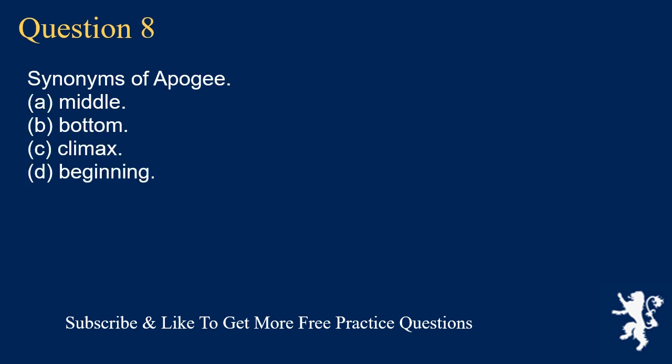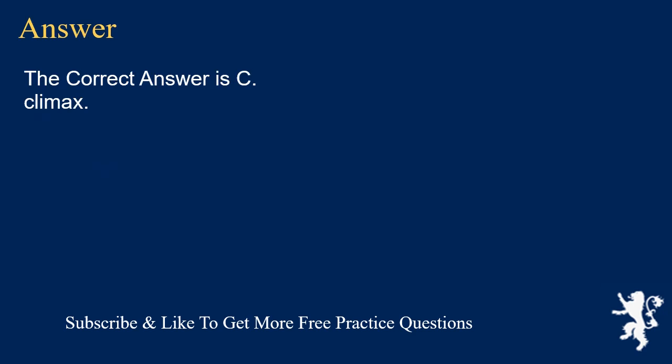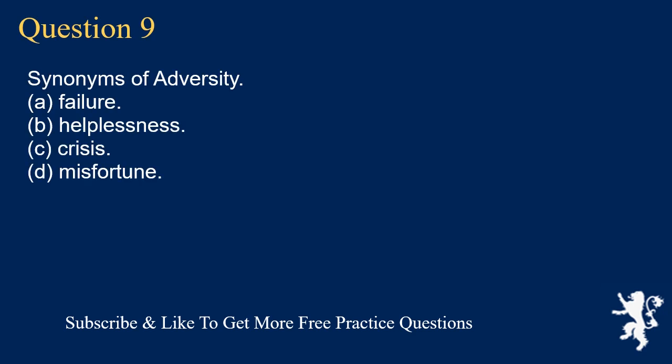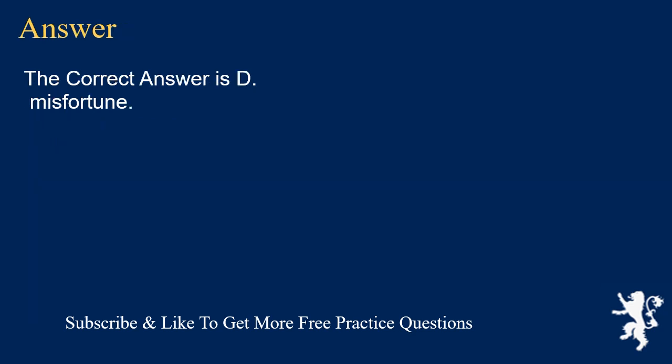Friendly. Question 8. Synonyms of apogee. A. Middle. B. Bottom. C. Climax. D. Beginning. The correct answer is C. Climax. Question 9. Synonyms of adversity. A. Failure. B. Helplessness. C. Crisis. D. Misfortune. The correct answer is D.